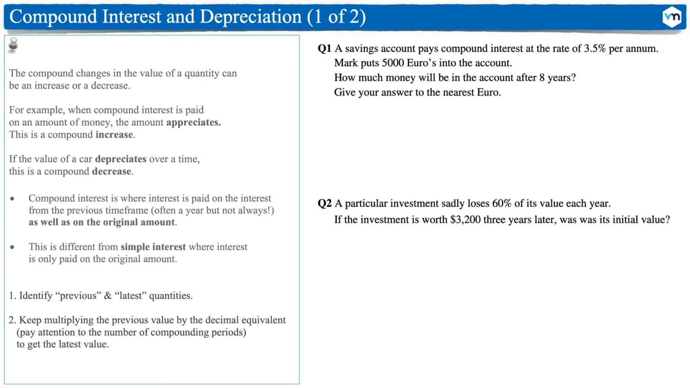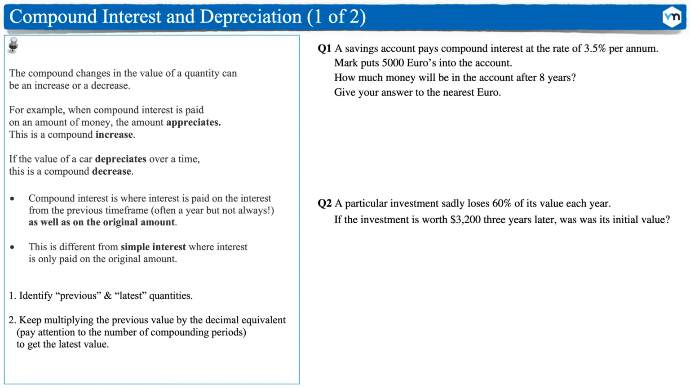The compound changes in the value of a quantity can be an increase or a decrease. For example, when compound interest is paid on an amount of money, the amount appreciates. This is a compound increase. If the value of a car depreciates over time, this is a compound decrease.